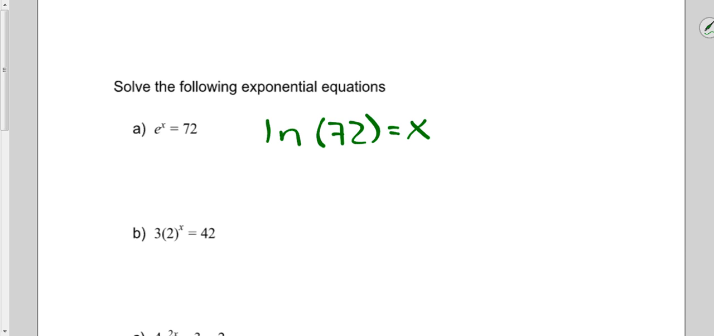How are we doing it now? We're taking the natural log of both sides, right? So this is how we're doing it now. We're taking this equation right here, and we're applying the natural log to both sides. So the natural log of e to the x equals the natural log of 72.